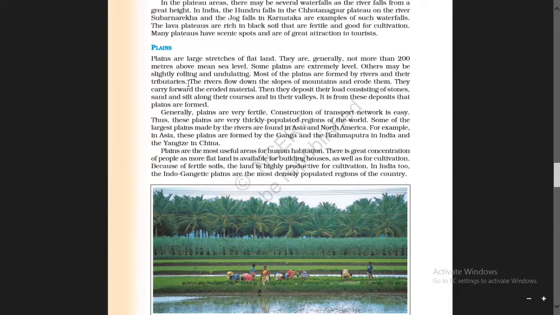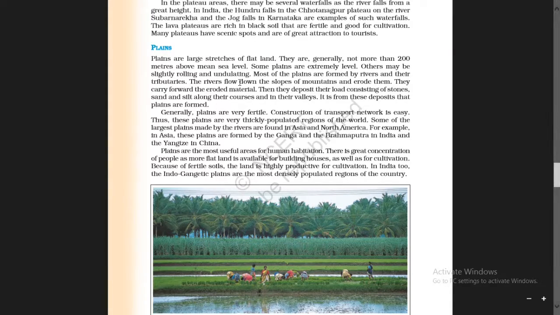Rolling and undulating: undulating means having a smoothly rising and falling form or outline. Most of the plains are formed by rivers and their tributaries. So, most of the plains are formed by rivers and their tributaries.